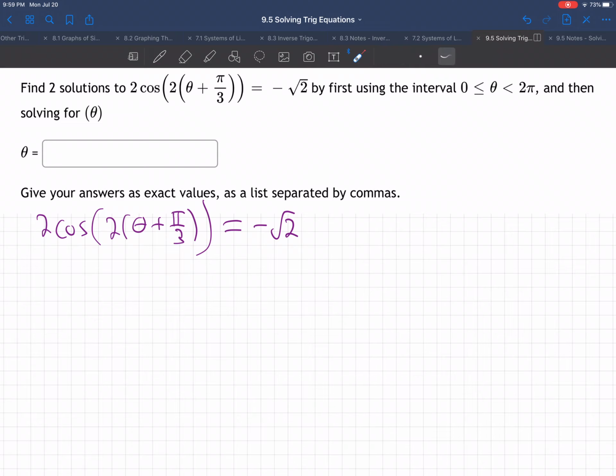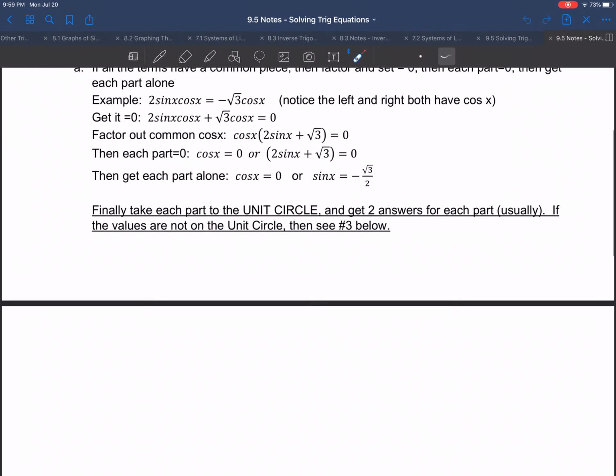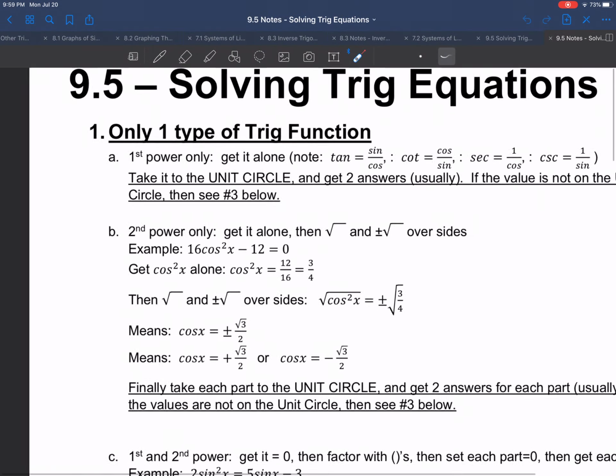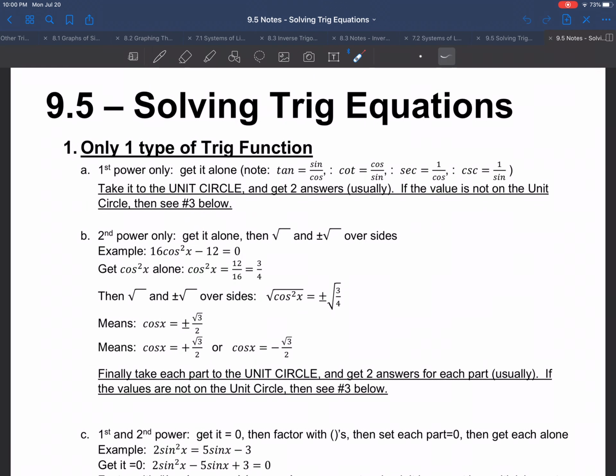Notice we have one cosine function. That's all. One cosine. We've got a bunch of mess on the inside, but it's still just one cosine function. Going to the notes, to the top we go. Only one type of trig function. That's us. First power only. Yep, that's us. Get it alone. And then take it to the unit circle and get your two answers. And if the value is not on the unit circle, then see number 3 below.